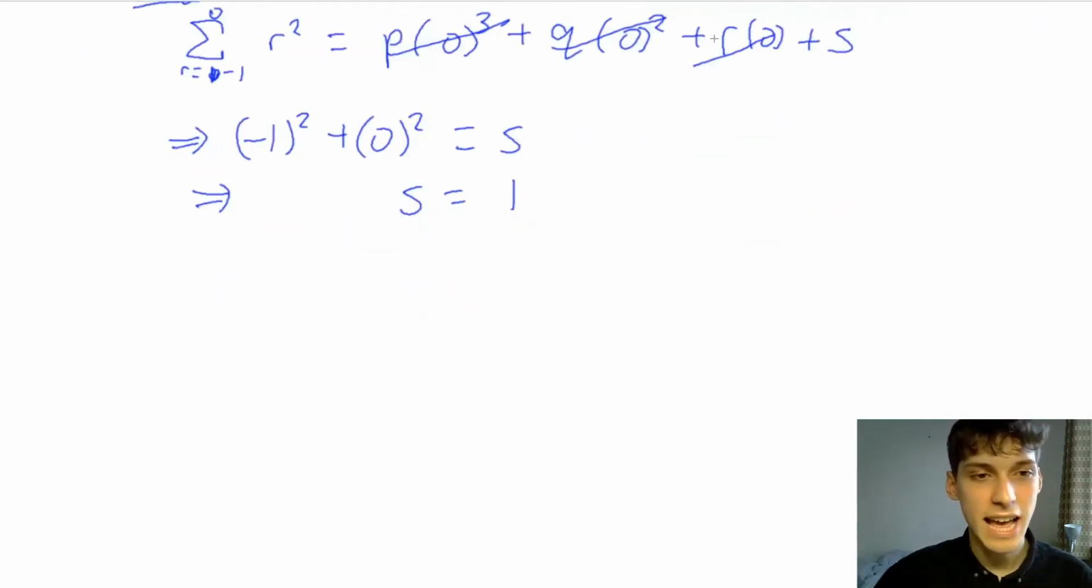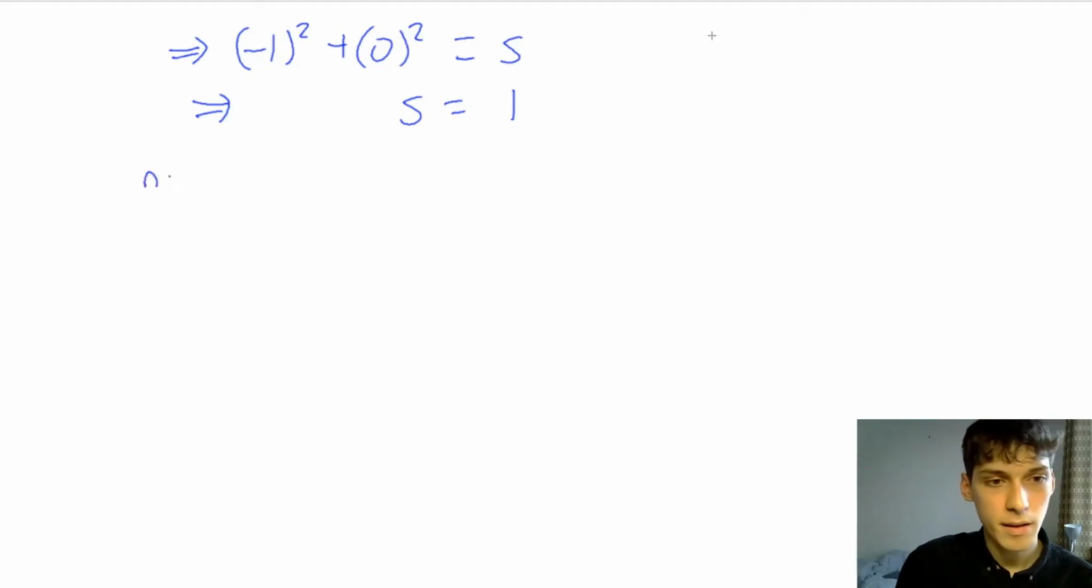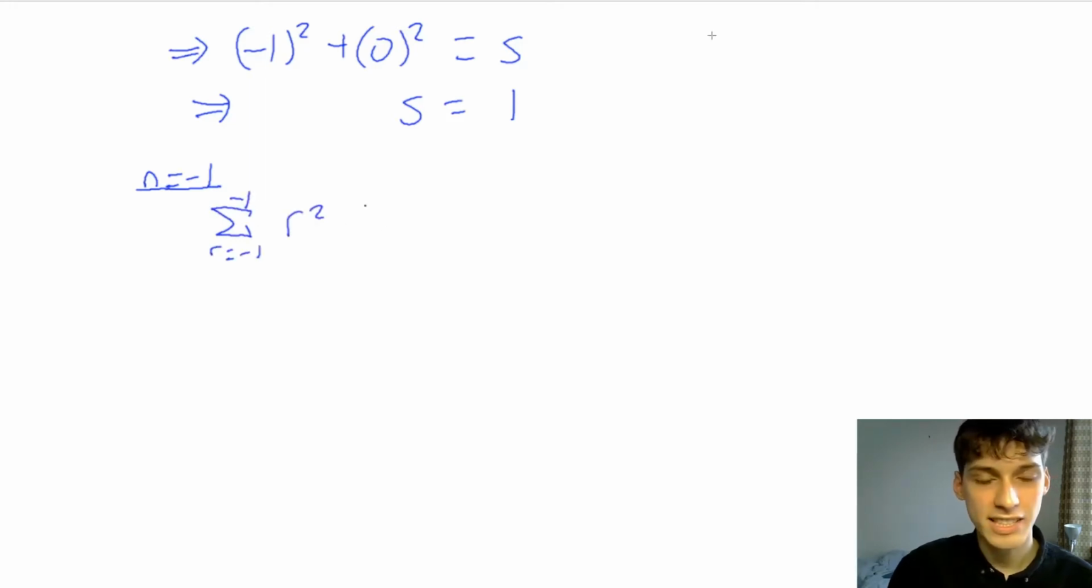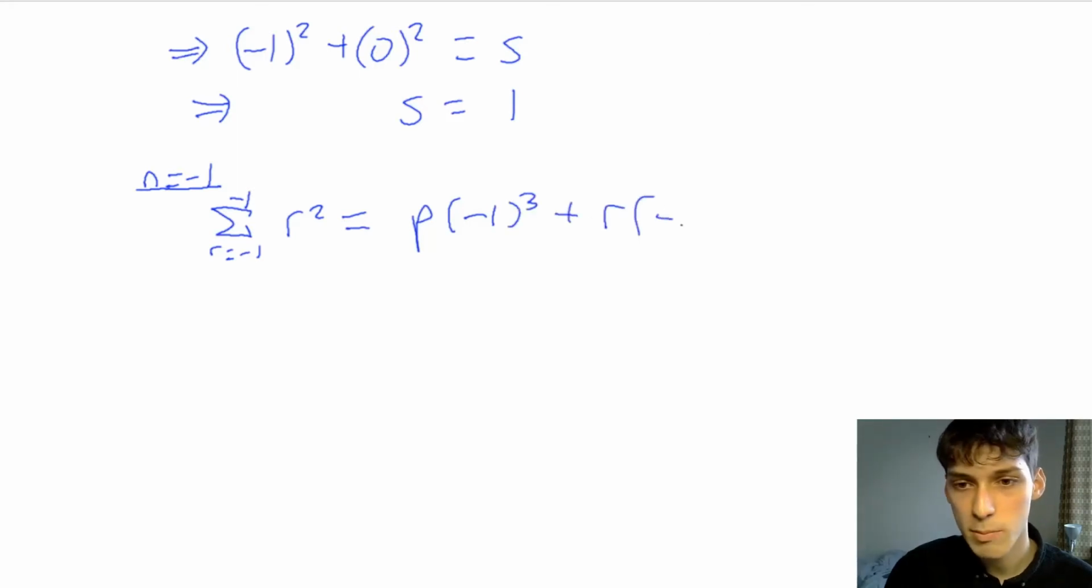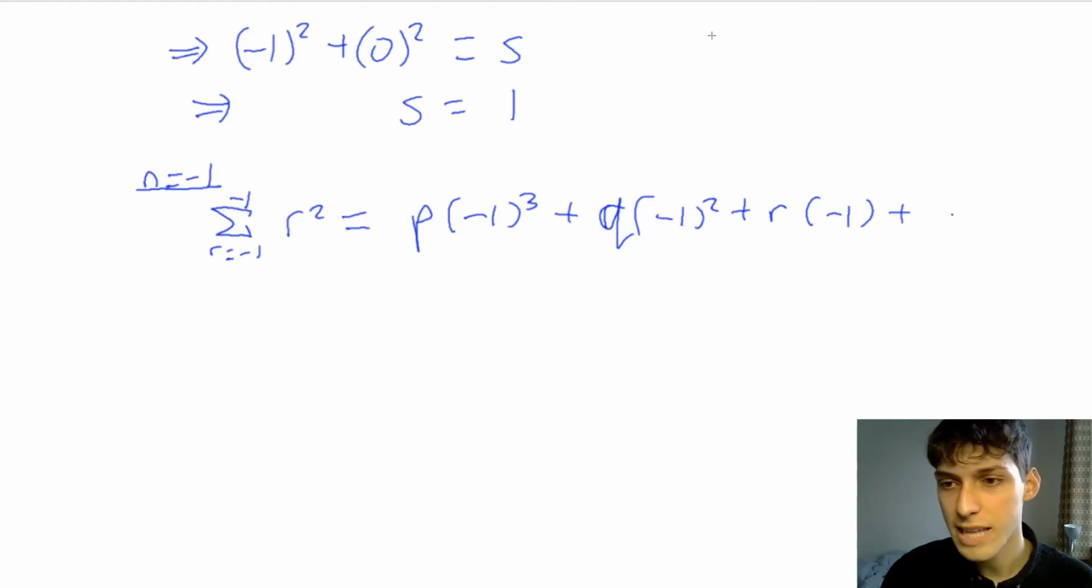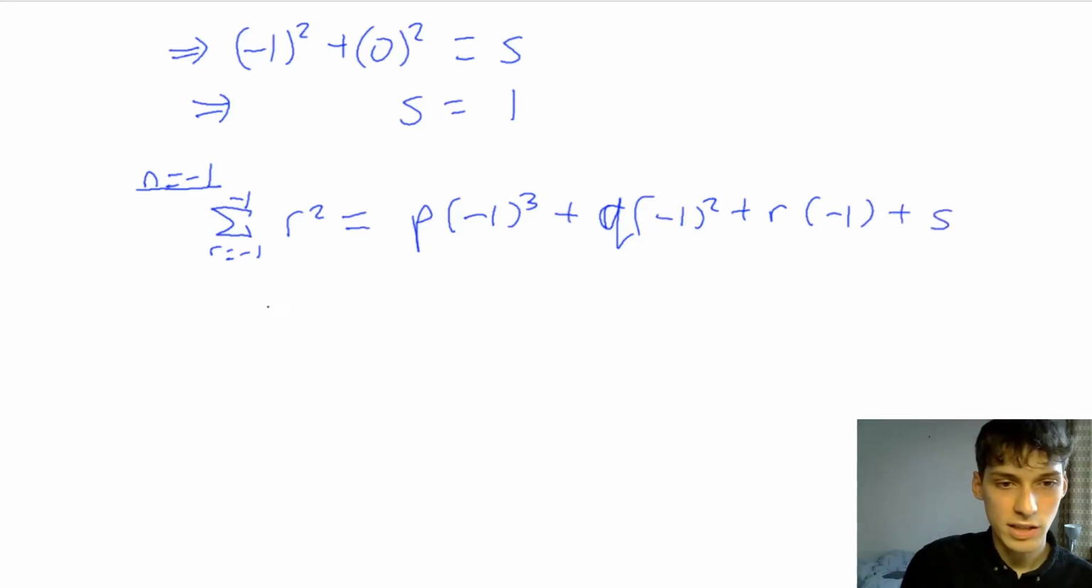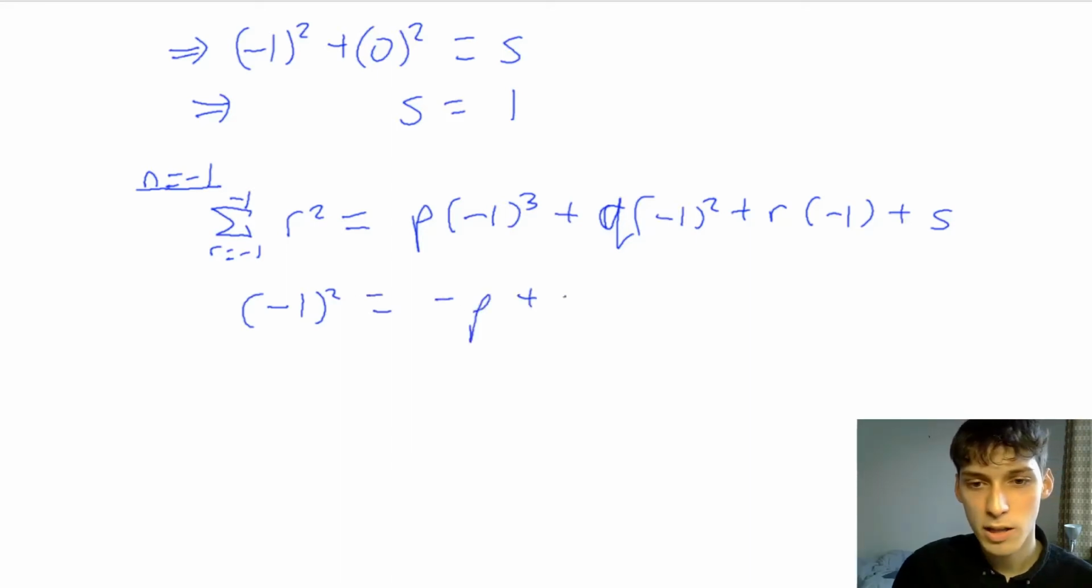So let's set n to be -1 and see what we can find. So setting n to be -1, we get that the sum from r equals -1 to -1. So that's just going to give us -1 squared is equal to p times -1 cubed plus q times -1 squared plus r times -1 plus s. So that gives that -1 squared is equal to minus p plus q minus r plus s.